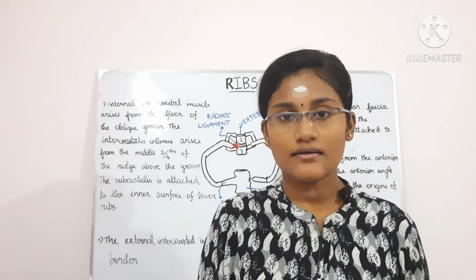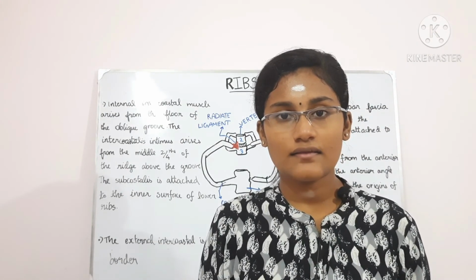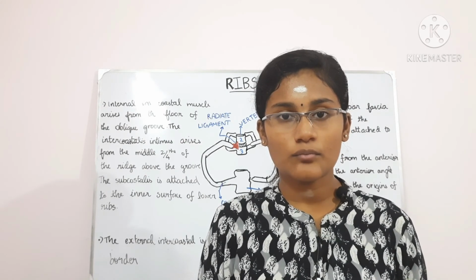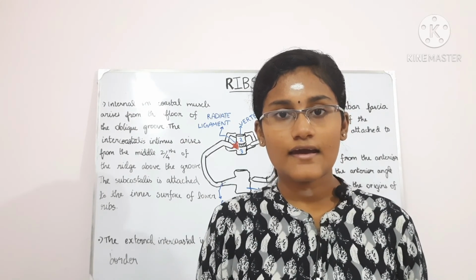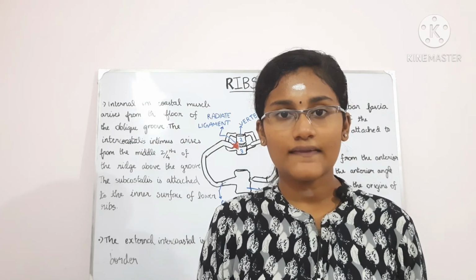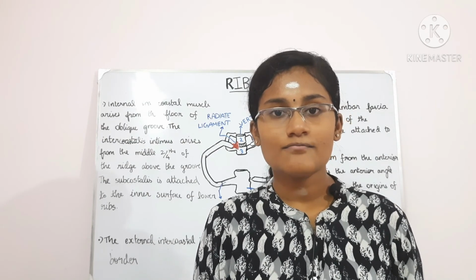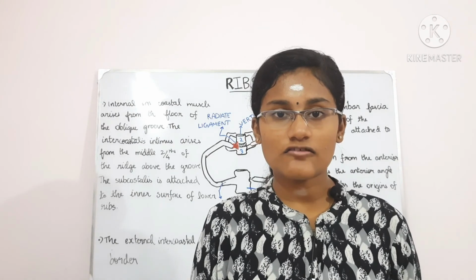There are three secondary centers. The first secondary center appears in the head and the other two are for the tubercle. They appear at the age of 16 and they fuse by the 25th year. So that is the end of this session.